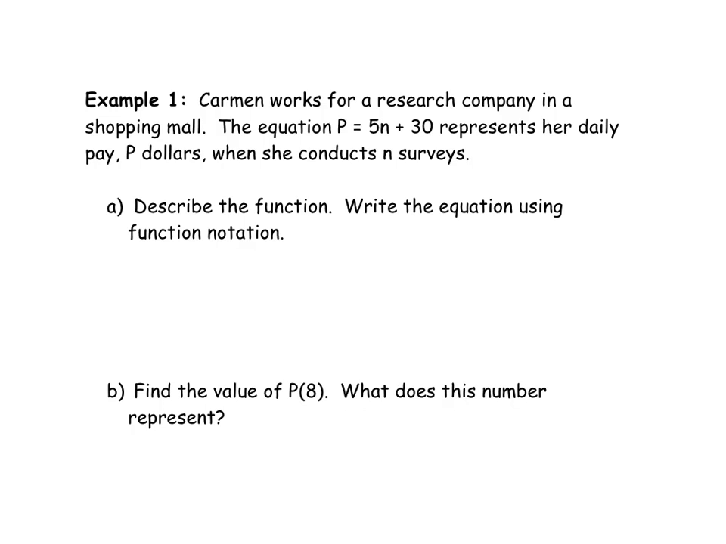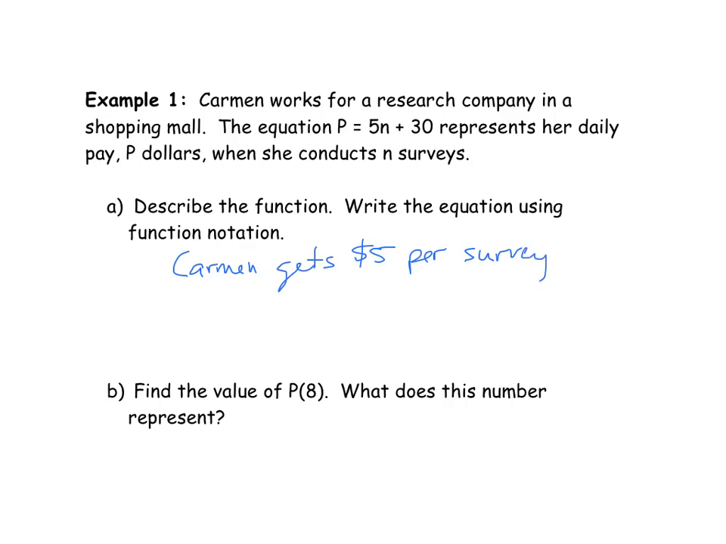So the first thing we're going to do is describe what this 5n represents. Think about it. If you conduct one survey, you're going to have 5 times 1. If you conduct 2 surveys, you're going to have 5 times 2. So really what you're saying is you're getting paid $5 per survey. So describe the function: Carmen gets $5 per survey.